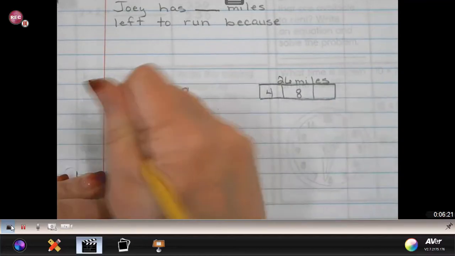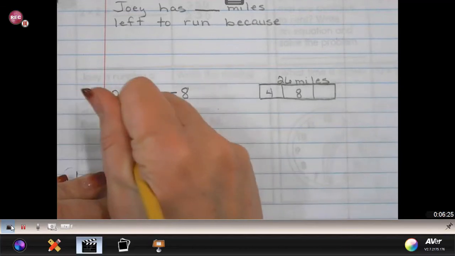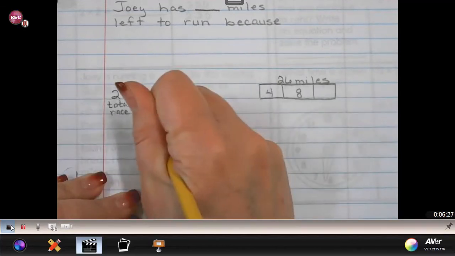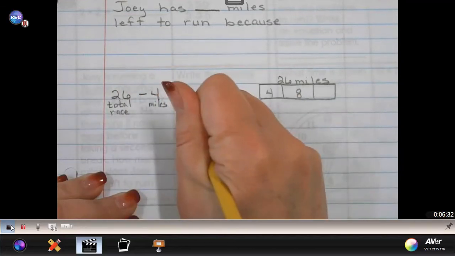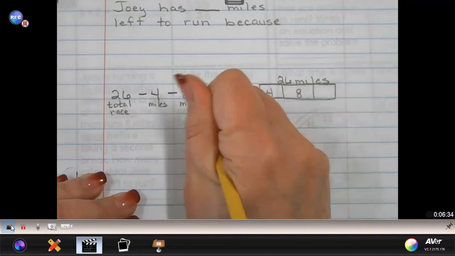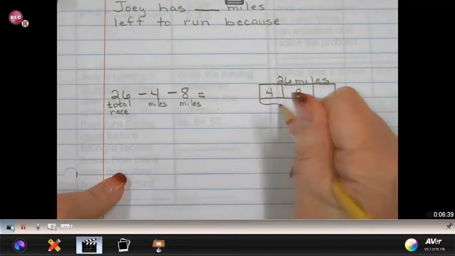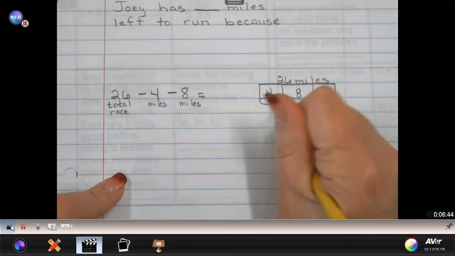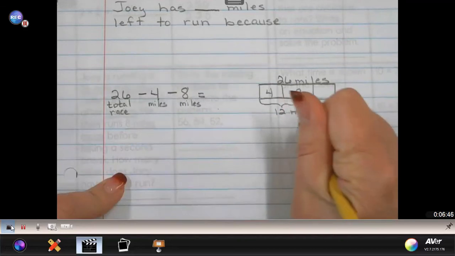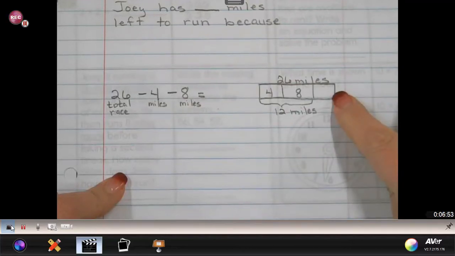So we know that this is the total race, and this is 4 miles of the 26 miles, and there's another 8 miles of the 26 miles. So we could take these and add them together, and 8 and 4 makes 12. So far he has run 12 miles of his race. He has to run what's left here.